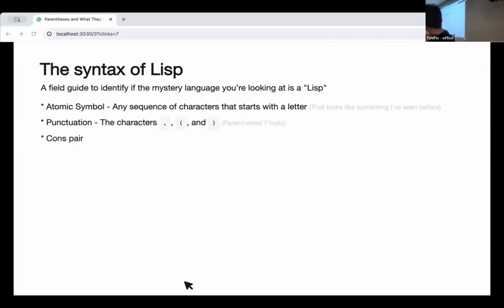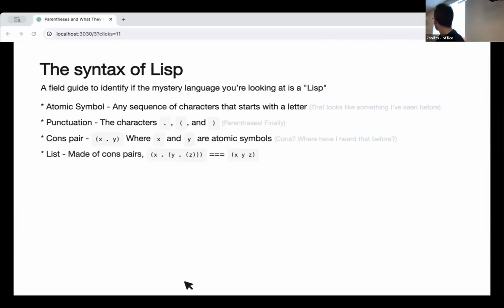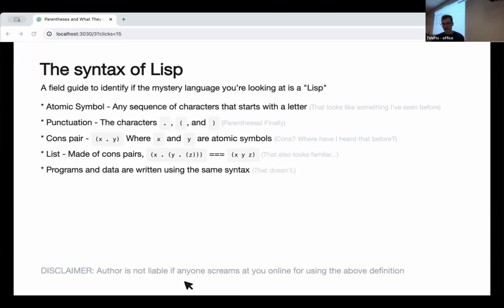Ooh, parentheses, finally. Cons pair. This is made up of the previous two things we just saw. So it's the punctuation and the symbols put together. X and Y are symbols, and we have our punctuation. Heard that one before, huh? Lists. Lists are made of cons pairs. So this is the equivalent thing. Again, looks kind of familiar maybe for some of us Elixir people. And the last thing, programs and data are written in the same syntax. That doesn't sound very familiar. But we'll talk about that in a bit. This is a standard disclaimer here. For right now, this is all you really need to know about the syntax of Lisp.